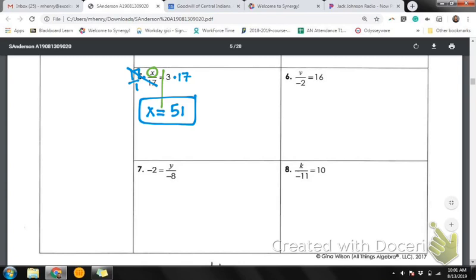And if we were to check this, I'm putting this 51 in for the x. 51 over 17, does that equal 3? Well, if you do 51 divided by 17, you are getting 3. So 51 is our answer. Questions on number 5?